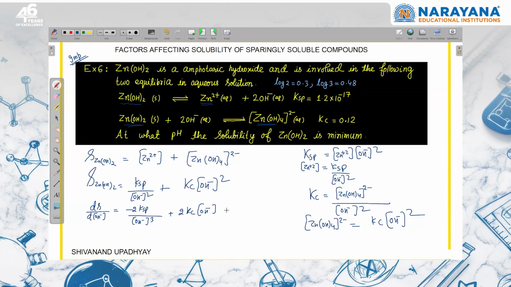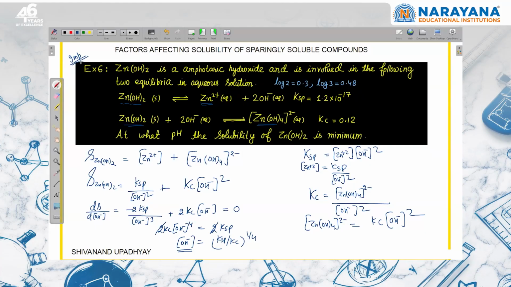For minima or maxima, you put this equal to 0, and from there you will get that the concentration of OH⁻ to the power 4 times 2Kc is equal to 2 times Ksp. If you simplify, the OH⁻ ion concentration will be (Ksp upon Kc) to the power 1 by 4, and in this way you get the value of OH⁻. How do you know whether it is minima or maxima?